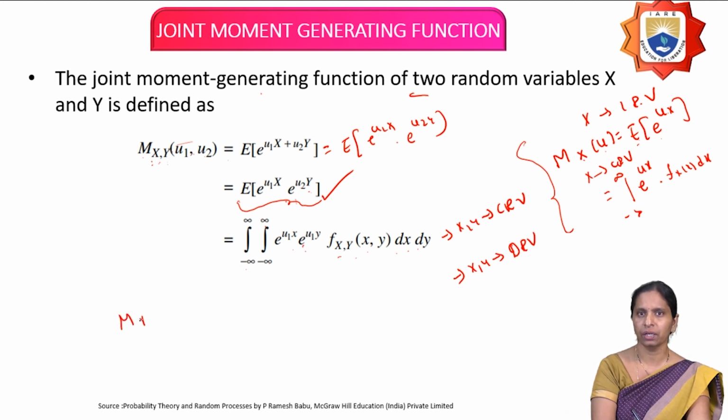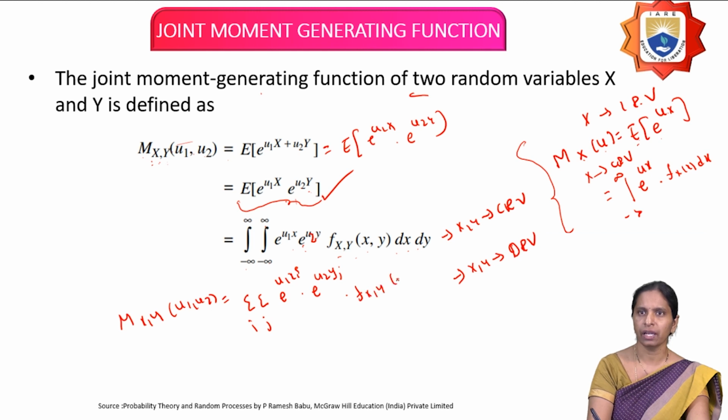Now, if the random variables x and y are discrete random variables, then how can you write down the joint moment generating function Mxy of u1 comma u2 equals what? Sigma i sigma j, e power u1 into xi and e power u2 into yj, into fxy of xi comma yj. And this fxy of xi comma yj is nothing but P of x equals xi comma y equals yj.